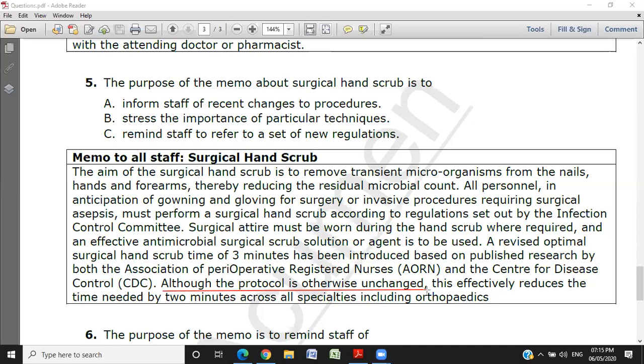Yes. So it says that otherwise the entire protocol is unchanged. There is no change, but the only change is in the time, right? So in that case, I wouldn't select C as the answer, because C says refer to a set of new regulations. New regulations means they have developed new guidelines. Are they informing about any new guidelines here? No, right? So a set of new regulations means they are going to implement new guidelines for hand scrub. So C is not the correct answer here.